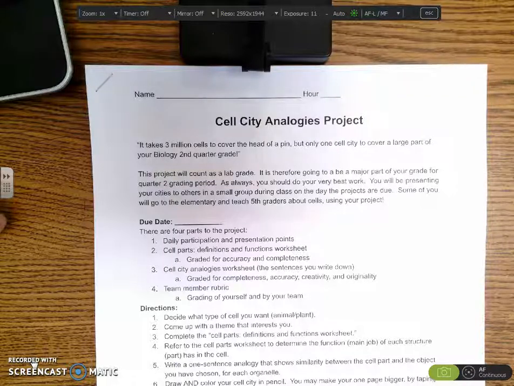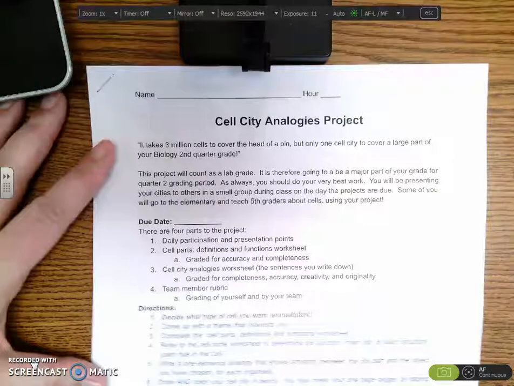It is worth either a lab grade or a test grade to be determined at the time, and some of our top students will go on to teach fifth graders at the elementary school. So I'm going to take you through segment by segment and show you what you have. First of all, you have this packet.